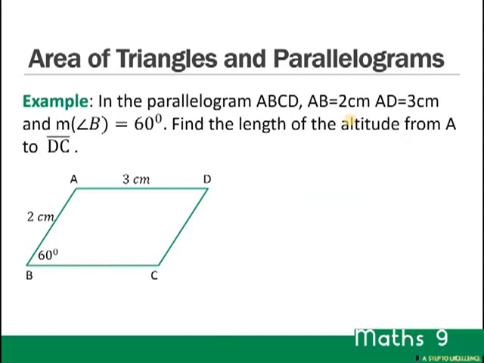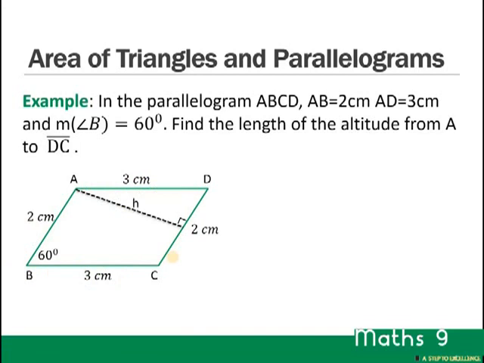Example. In the parallelogram ABCD, AB is 2, AD is 3, and the measure of angle B is 60 degrees. Find the length of the altitude from A to DC. Here's DC, so we're trying to find this length here. Let's call it h. We can label this side as 2 because it's the same as this side, and we can label the base here as 3 because it's the same as AD.